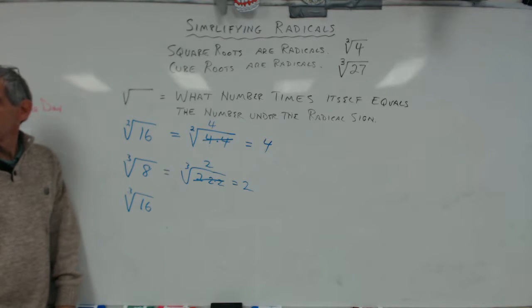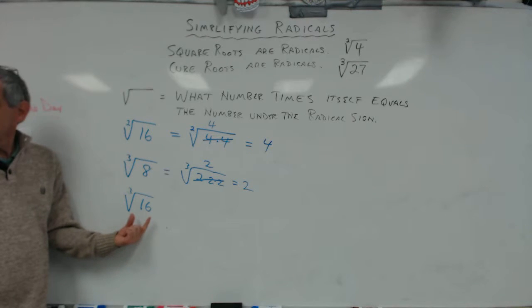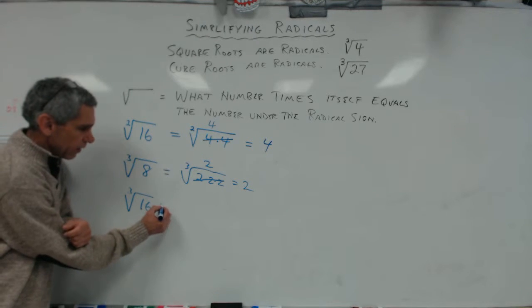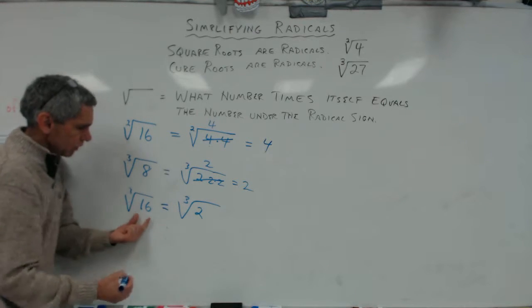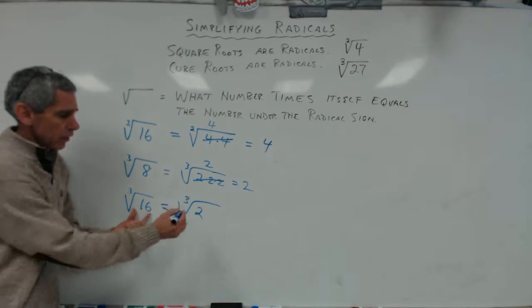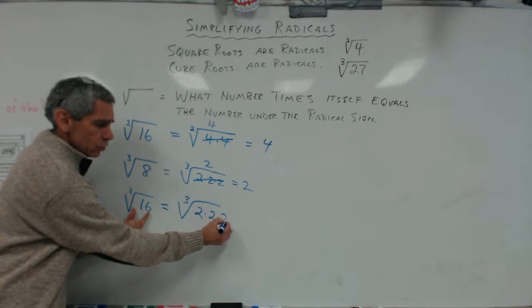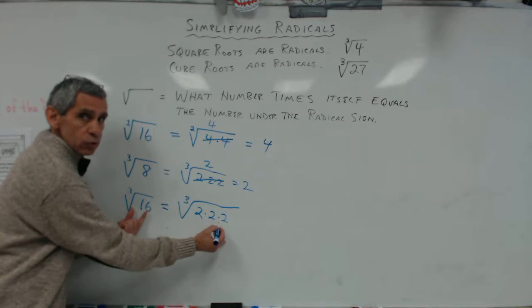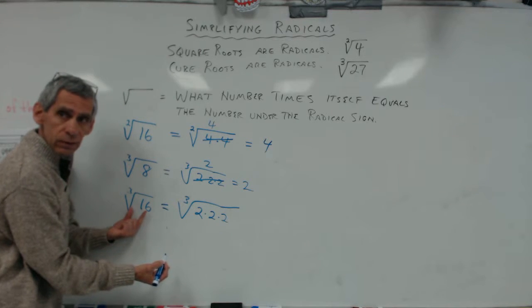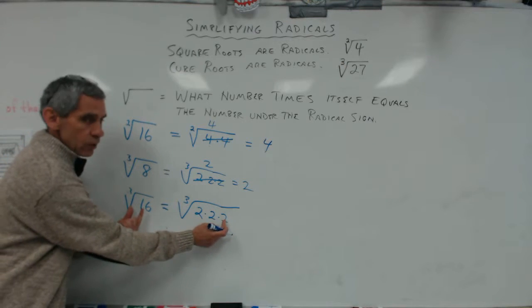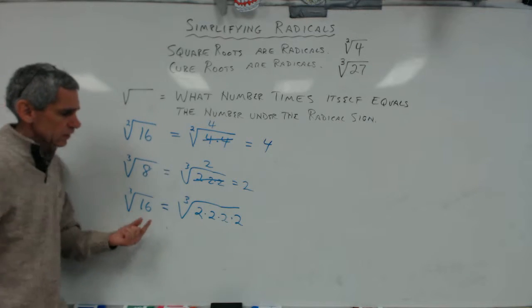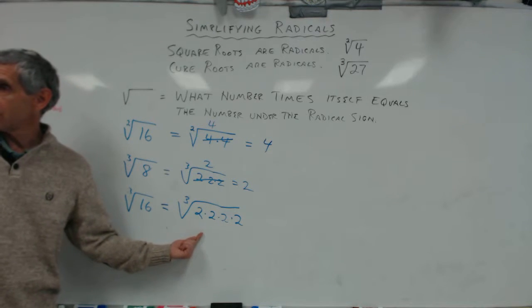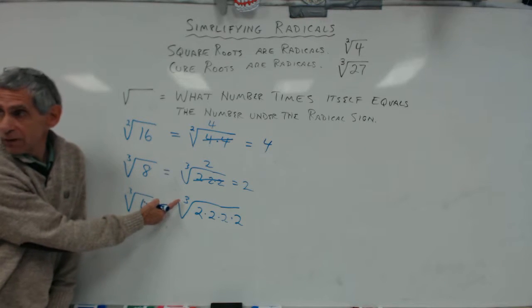It's hard to know, right? So what if I did this? What if I said, well, I know 16 is 8 times 2, right? And I know 8 is 2 times 2 times 2, and then times 2 more would be 16. 2 times 2 is 4, times another 2 is 8, times another 2 would be 16, right? So I could actually simplify it into its prime numbers. But now look, it says 3 of them.